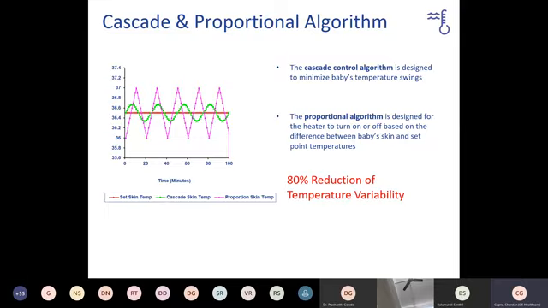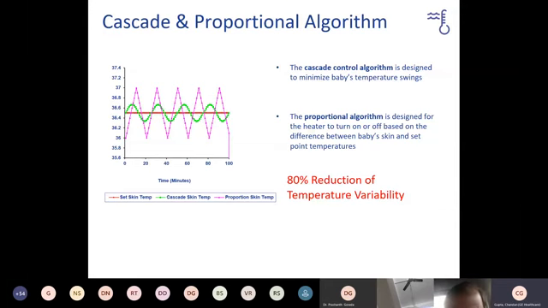So it's a 1 degree window. In case of a cascade control, because you will be controlling through the environmental temperature, it actually varies plus minus 0.1 degree. So if you set 36.5, it actually varies between 36.4 and 36.6. So it's a 0.2 degree window instead of a 1 degree window. So almost 80% reduction of the temperature variability.